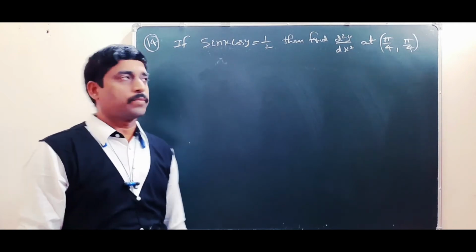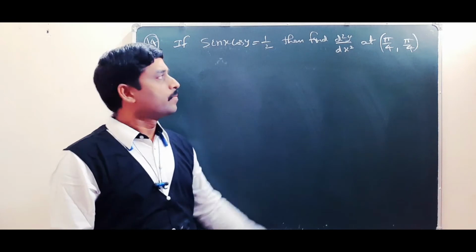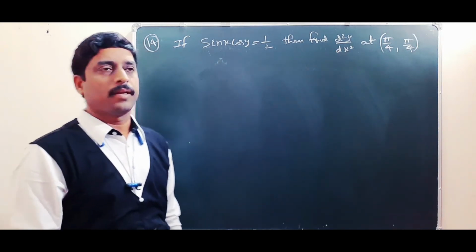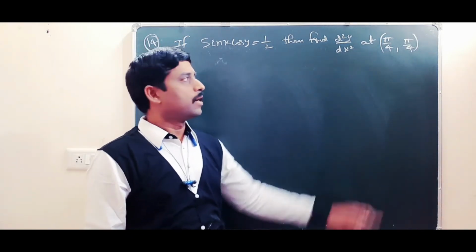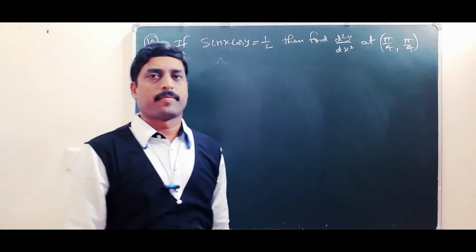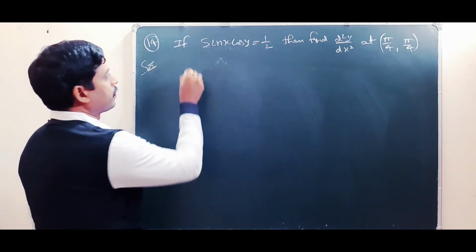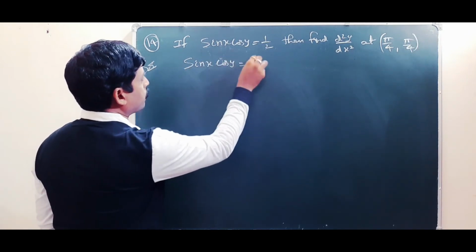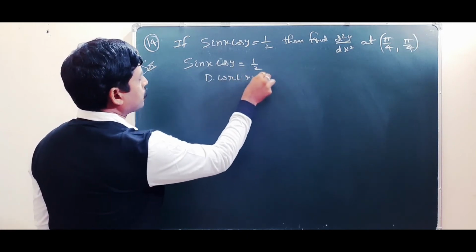Okay, look at the next question. Sin x cos y equal to 1 by 2. Then we have to find d square y by dx square, the second order differentiation of y, our target at pi by 4 and pi by 4. First we have to find the dy by dx value. What is the given condition? Sin x into cos y equal to 1 by 2. Now differentiation with respect to x on both sides.